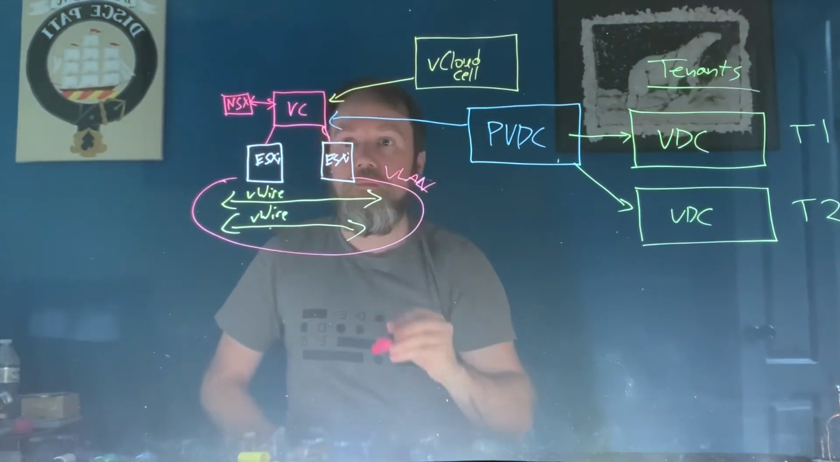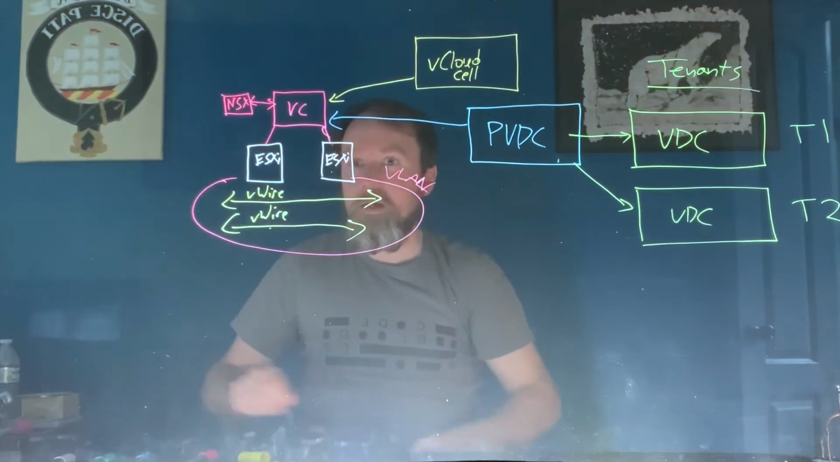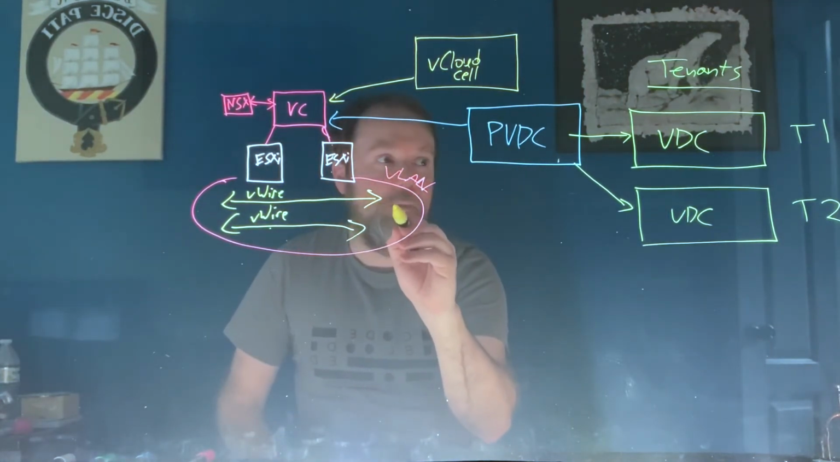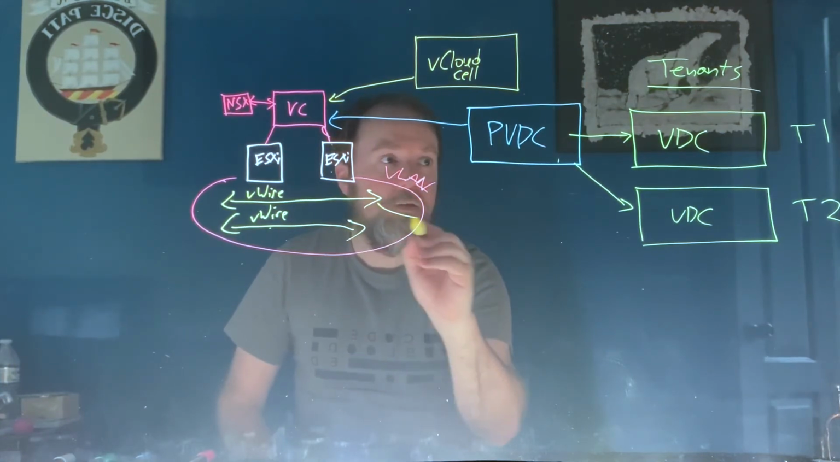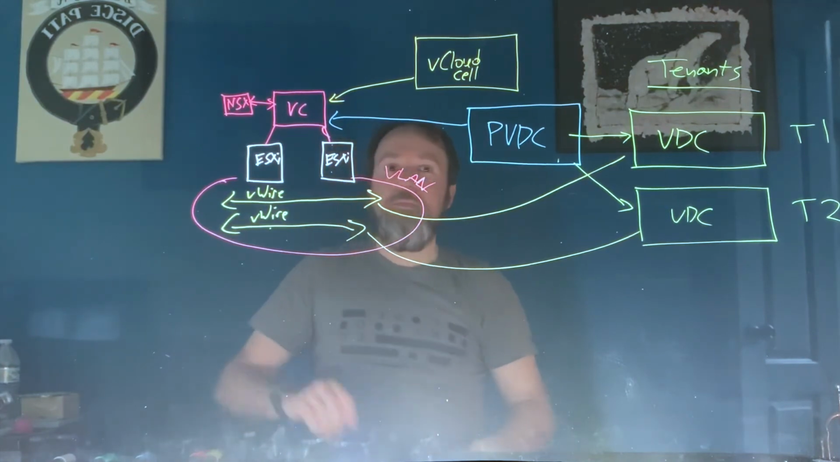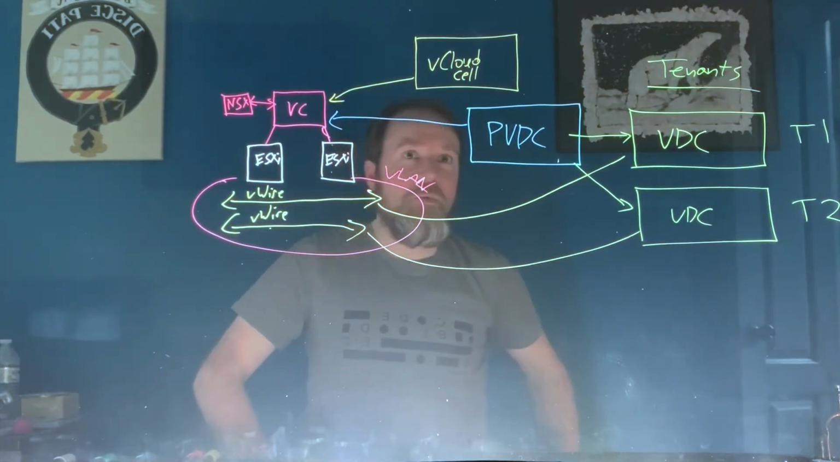And allow us to spin multiple networks up, and these virtual wires can be assigned directly to those virtual data centers. Okay, and that is just the quick whiteboard test.